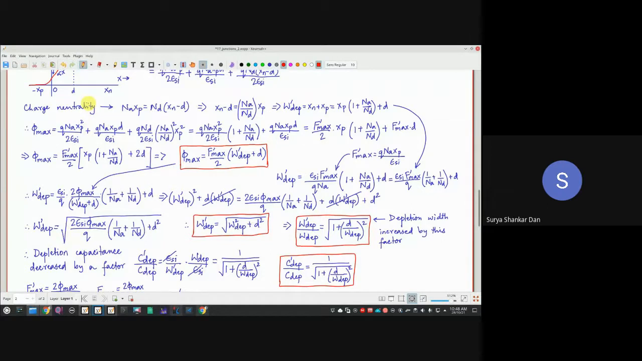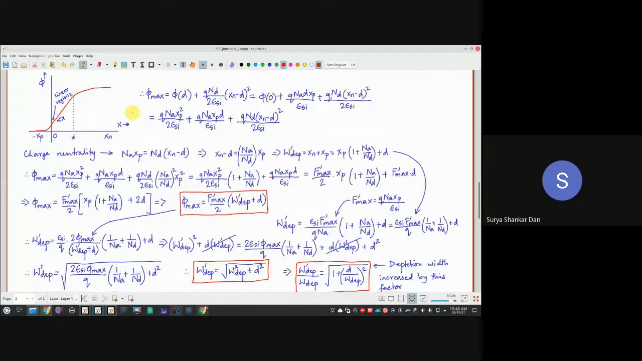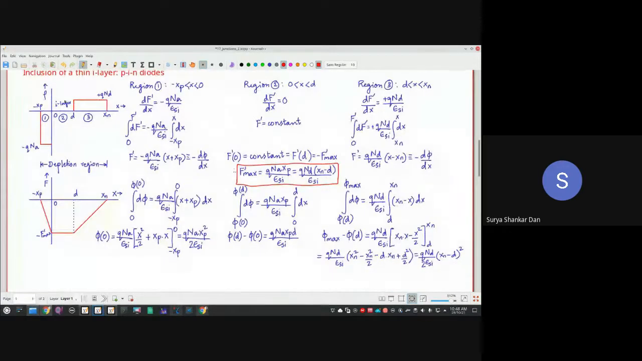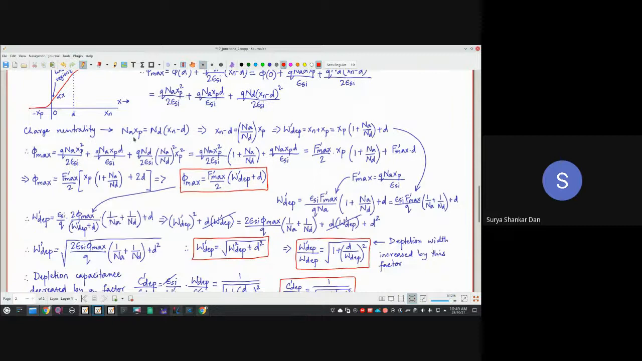Now this is kind of involved, but I'll just explain what it is. You can go through it, those of you who are interested. The charge neutrality: clearly the entire device is always electrically neutral. This area under the curve, that was qND into xn minus D, height multiplied by the width of this rectangular region, and here the width 0 minus of minus xp, that is xp into the height, qNA, will essentially be the charge neutrality over here. So from there we have found out the expression for W dep dash.